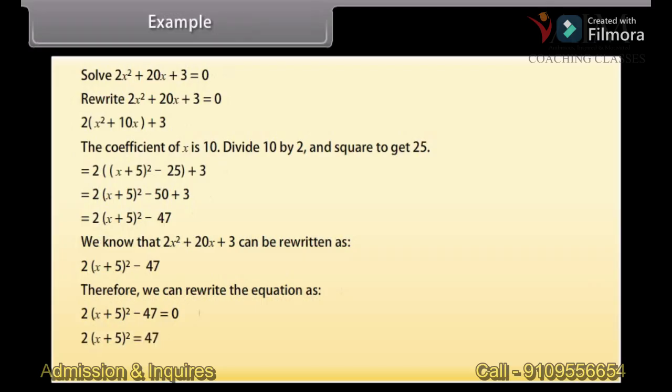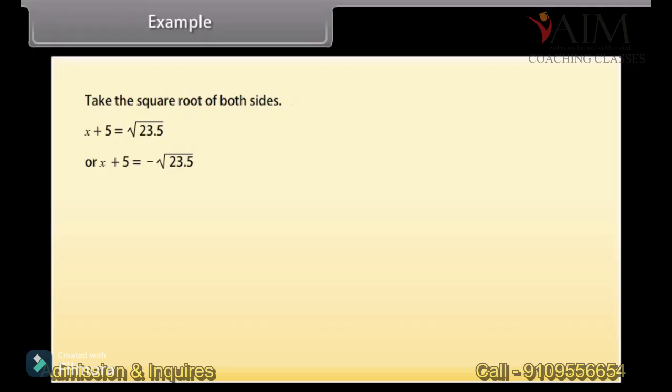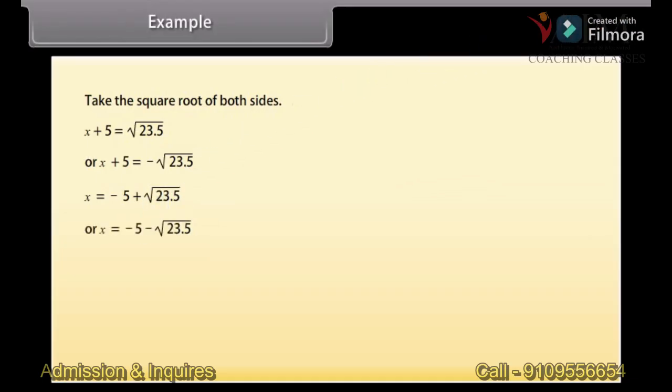2(x + 5)² = 47. Now dividing both sides by 2, we get (x + 5)² = 23.5. Take the square root of both sides. x + 5 = √23.5 or x + 5 = −√23.5. So x = −5 + √23.5 or x = −5 − √23.5.